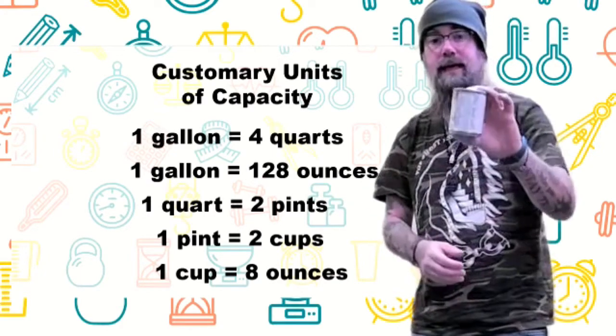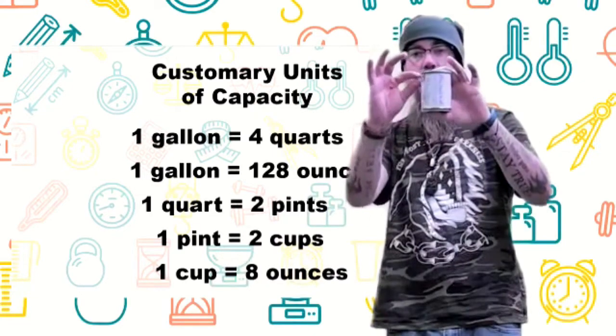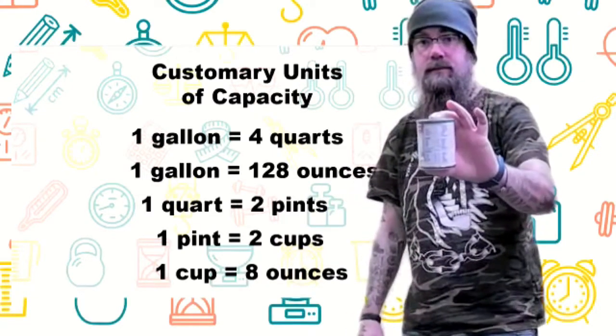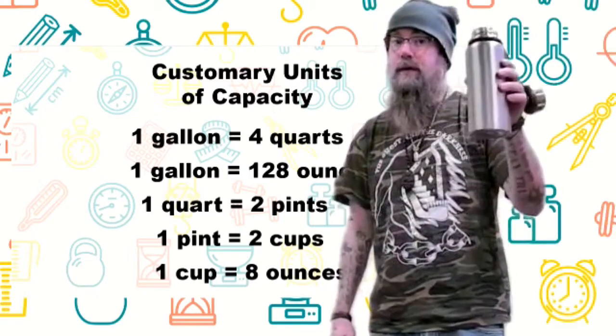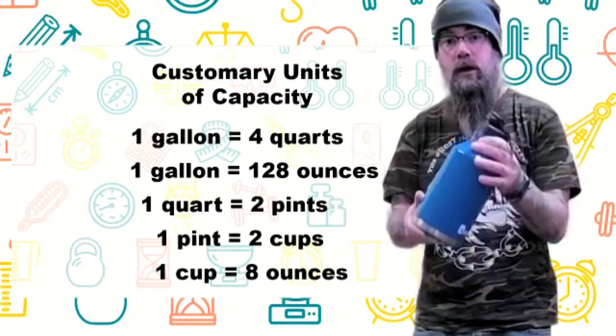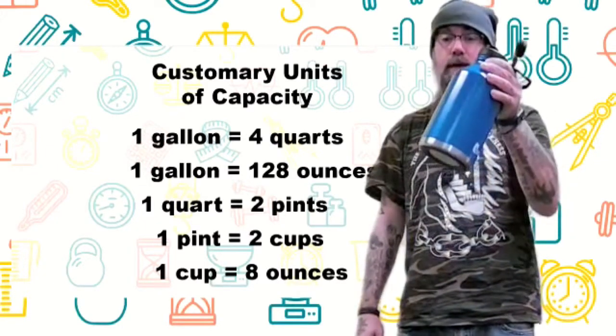This can here has 8 ounces in it, which means it's equal to 1 cup. So they took 8 small units of measure to make this into 1 cup. My coffee container holds 1 quart of coffee. And my water container holds a whole gallon of water. That's a lot. I drink this throughout the whole day.